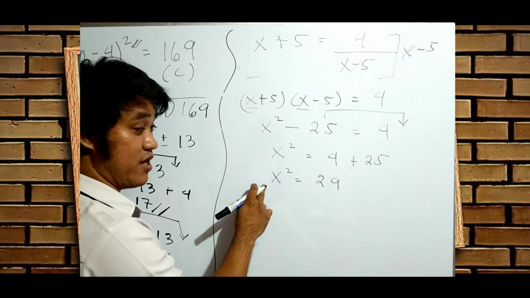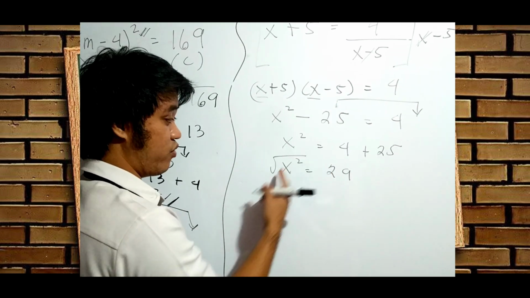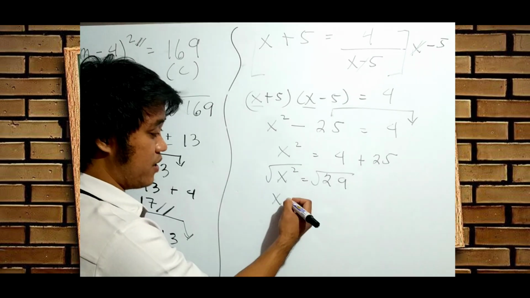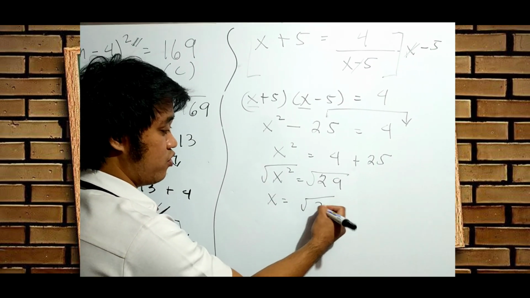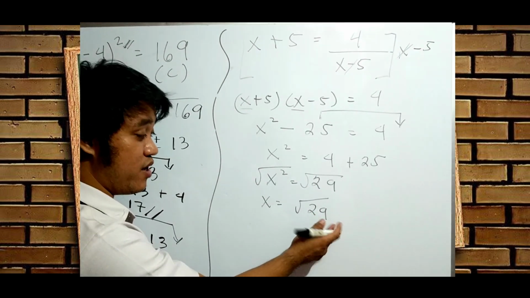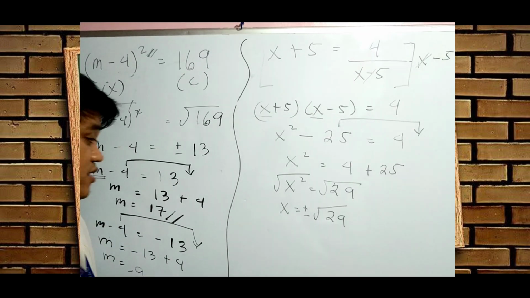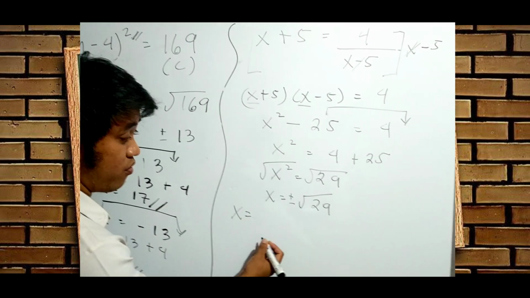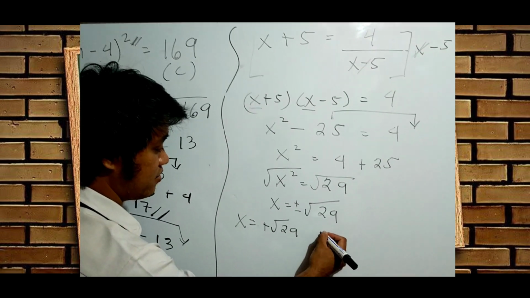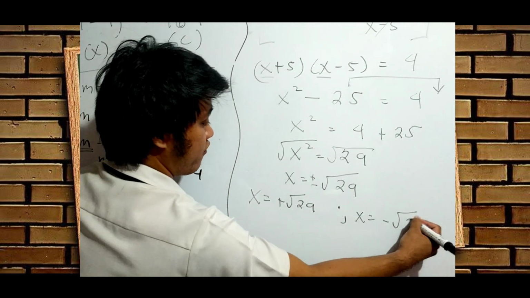So again, we can now get the square root to eliminate the second degree. So x will become now the square root of 29. 29 here is not a perfect square, so it means we have now plus or minus the square root of 29. So it means the roots now are positive square root of 29 and x is equal to negative square root of 29.